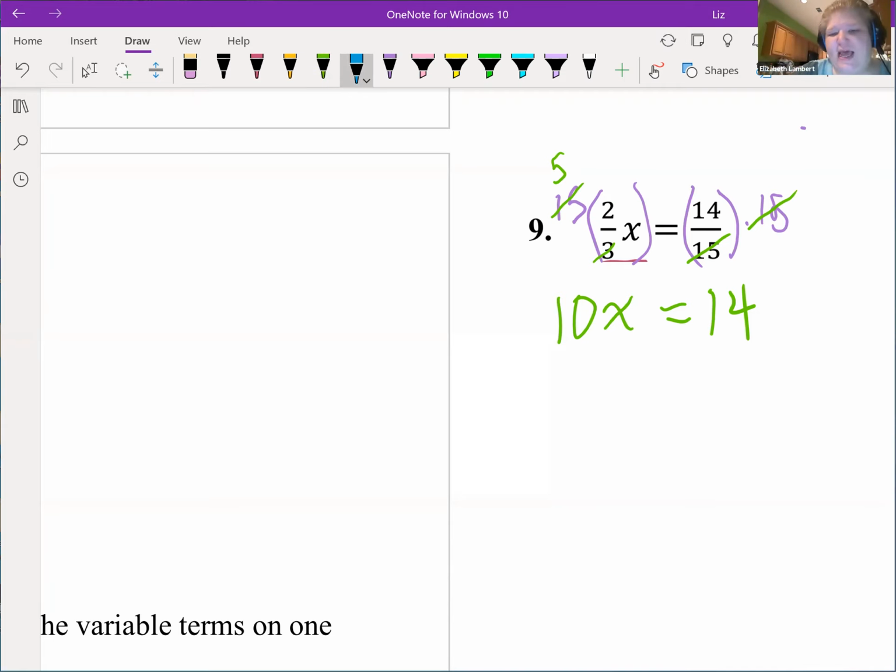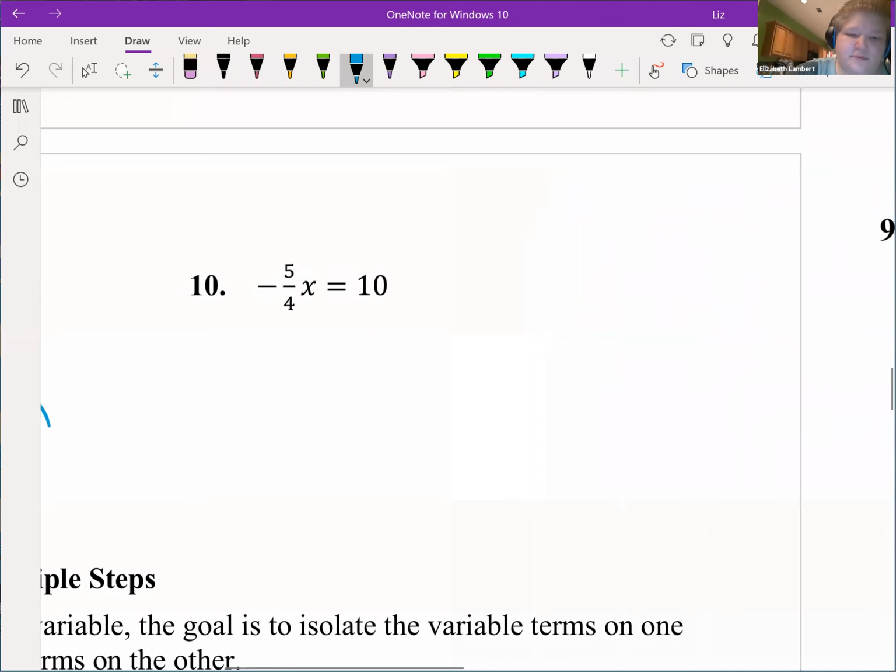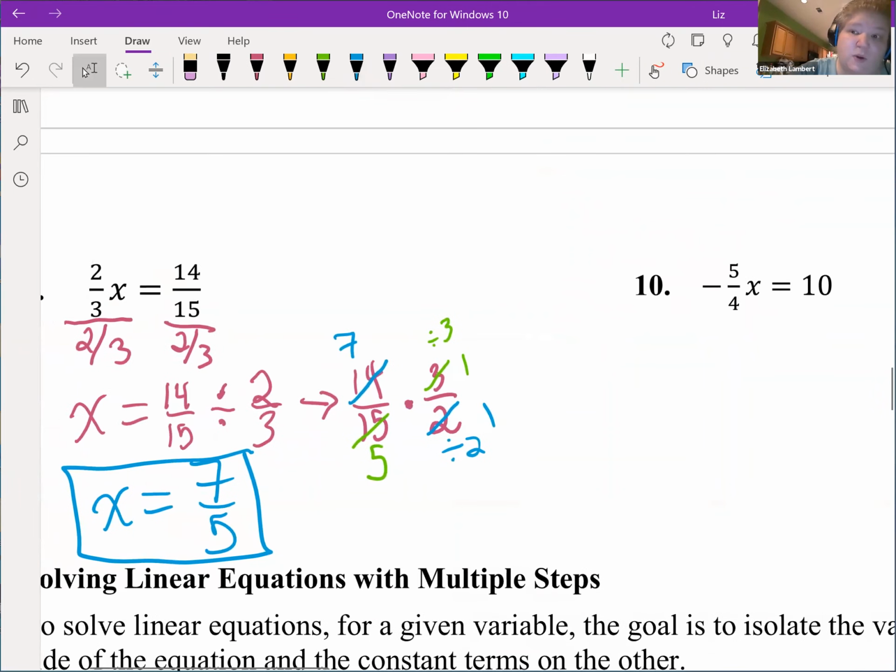Now here, 10x equals 14, but I want to know 1x, so I divide it into tenths. Divide by 10. Divide by 10. And you see how nice it looks with the different color? Then 14 divided by 10, well, those are even, so that would be 7 divided by 5. That sounds familiar. Because that's what we got.